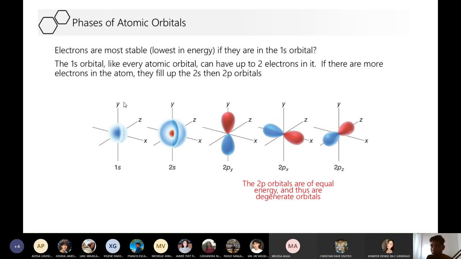And when filling out the atom, no? Kapag yung electrons i-fill natin sa ating atoms, they usually fill out the lowest orbital first, then gradually increasing to the higher energy orbitals, no? So ibig sabihin nun, ito lang yung Aufbau principle. We start with the lowest energy, increasing to higher energy orbitals as the number of electrons increases, no?